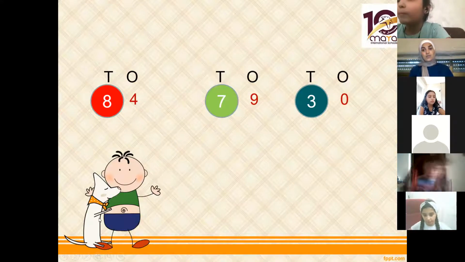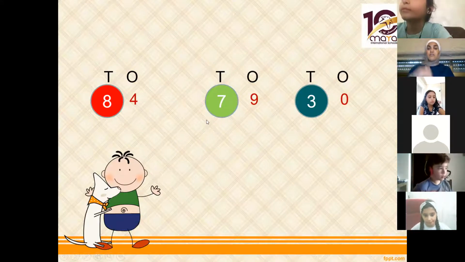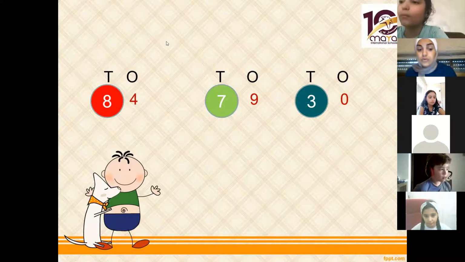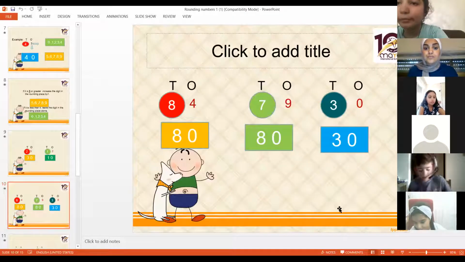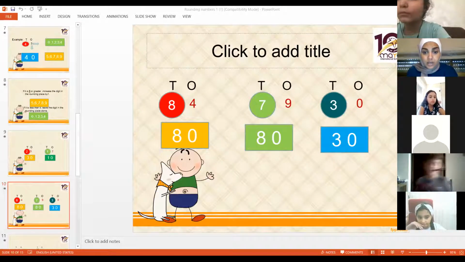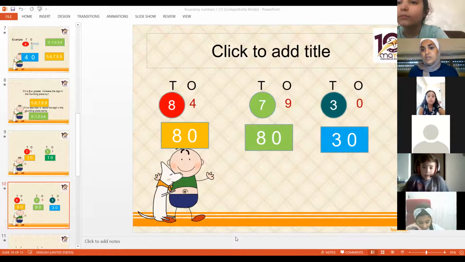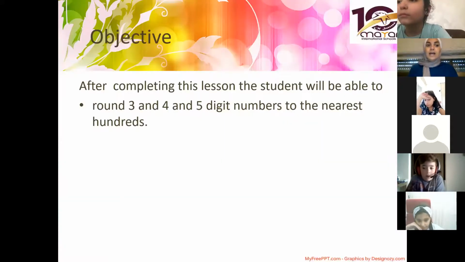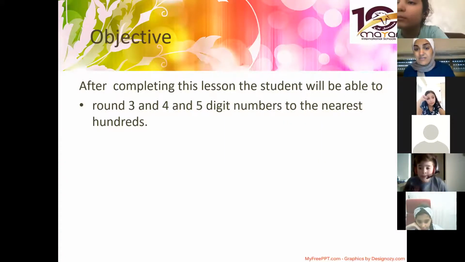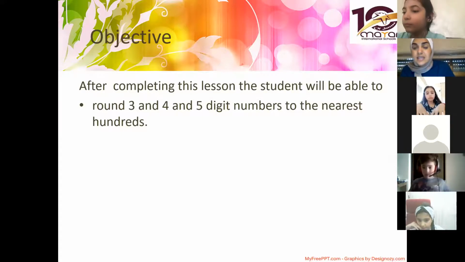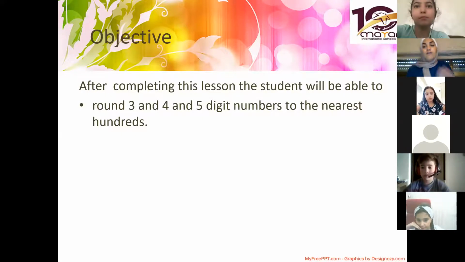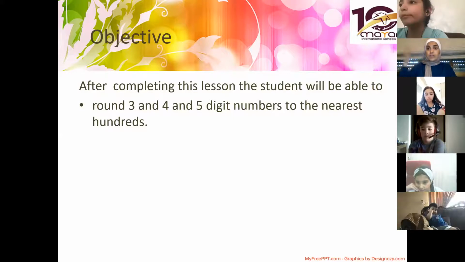So if you check what the ones are, smaller than 5 or 5 or more, you will for sure know the answer. Okay, now let's move to rounding hundreds. Rounding numbers to the nearest 100. How is this going to happen? It's very easy. It's the same, but instead of looking for the nearest 10, we're looking for the nearest 100.